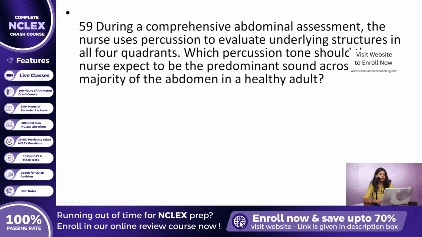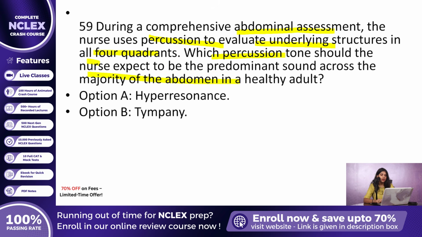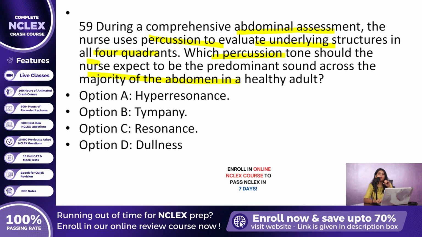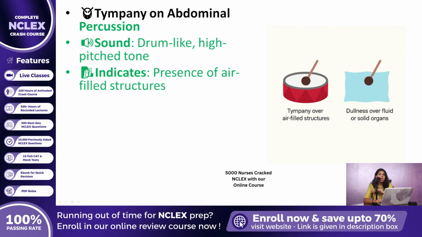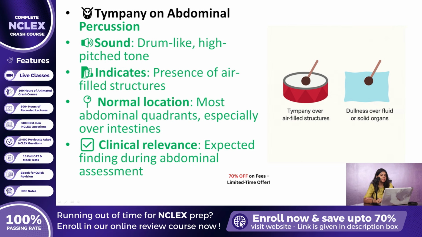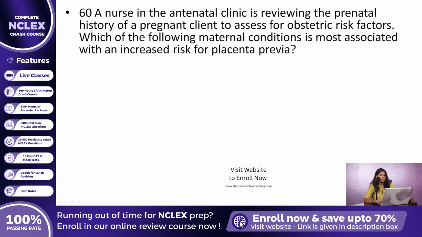During a comprehensive abdominal assessment, the nurse uses percussion to evaluate underlying structures in all 4 quadrants. Which percussion tone should the nurse expect to be the predominant sound across the majority of the abdomen in a healthy adult? Option A. Hyperresonance. Option B. Tympany. Option C. Resonance. Option D. Dullness. The correct answer is Option B. Tympany. Tympany is the drum-like, high-pitched sound heard over air-filled structures like the intestines and is normal in most abdominal quadrants.